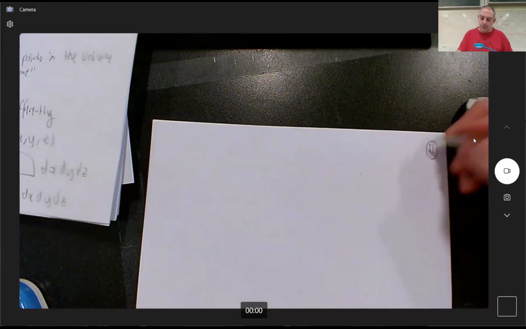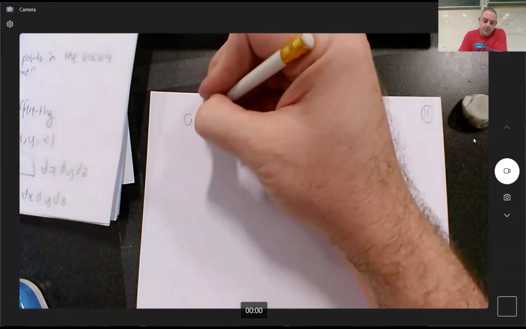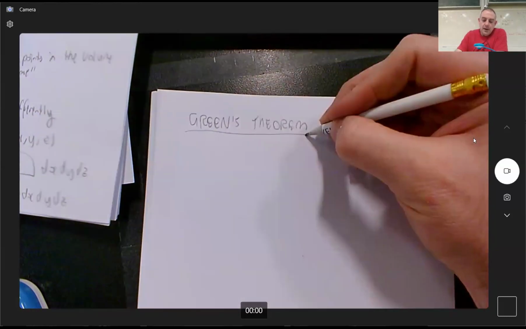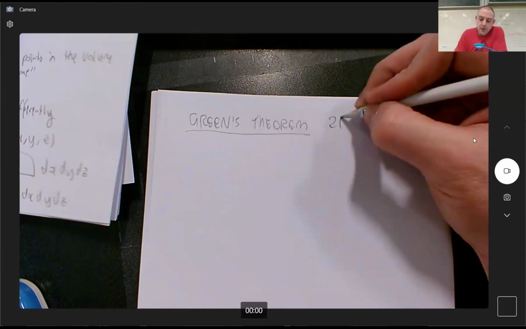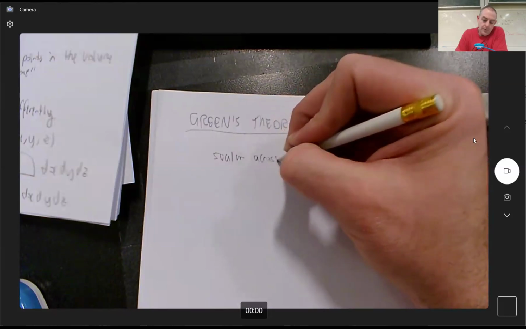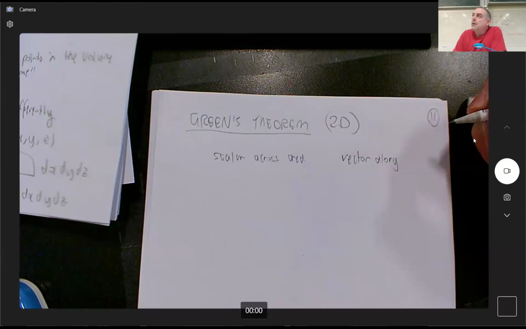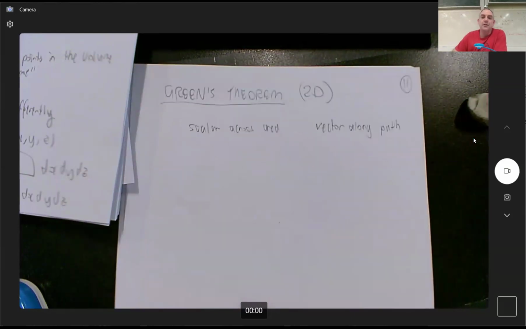Okay. So Green's theorem, I have a very idiosyncratic way of remembering it. So I will write down my version and then I'll get eventually to the lecturer's version. So Green's theorem connects a scalar function being integrated across an area in 2D. So it's only in 2D. It's worth noting that. It integrates scalar across area and a vector, bear with me, along a path. These are the two things that Green's theorem connects.